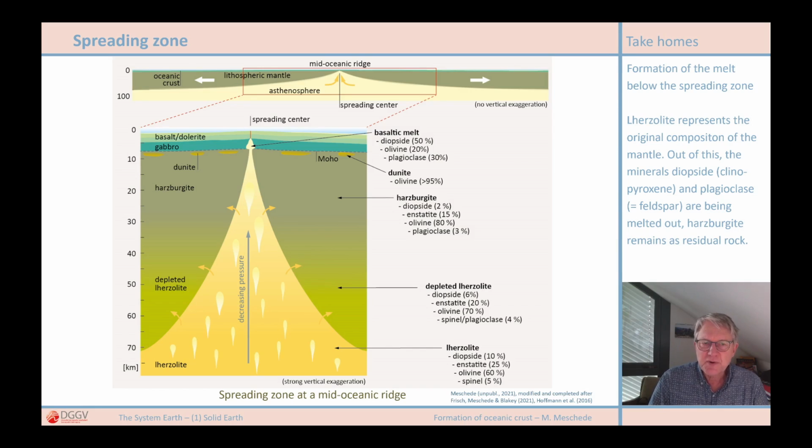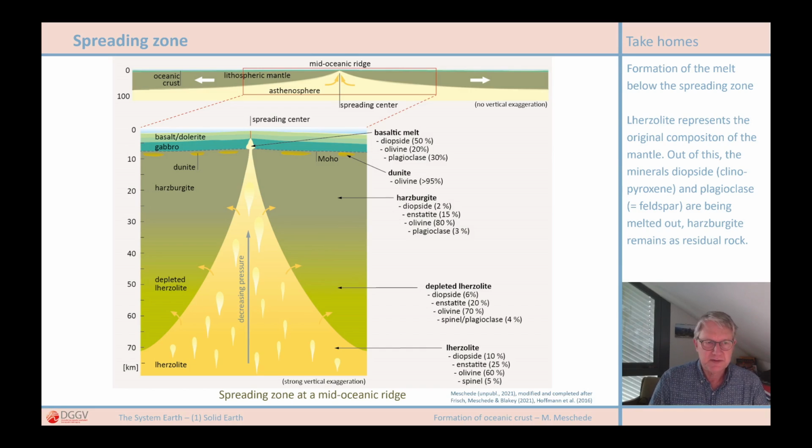However, the differences have to do with the formation of the basaltic melt in the spreading zone. The original composition of the mantle rock at greater depths corresponds to a lherzolite. This rock is normally expected to be at the bottom of the already thick and mature lithosphere at a depth of 70 kilometers or so.